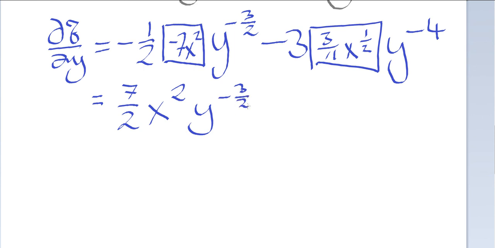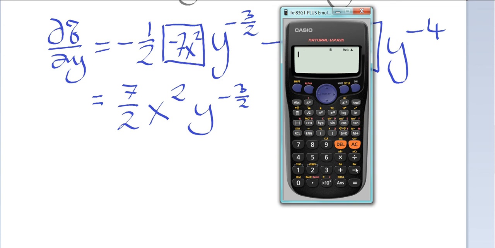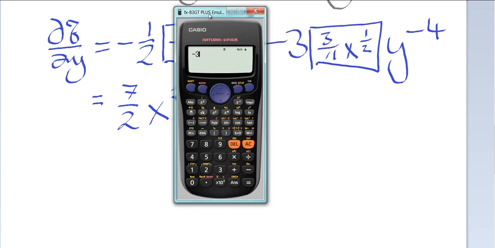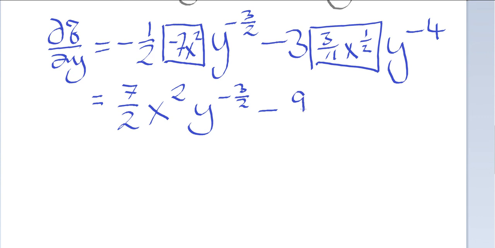Okay. The next time I'm going to get minus 3 by 3 over 11. Try it in the calculator. Minus 3 times 3 over 11, and I get minus 9 over 11. So I have minus 9 over 11, x to the half. He's fine there. Y to the minus 4.